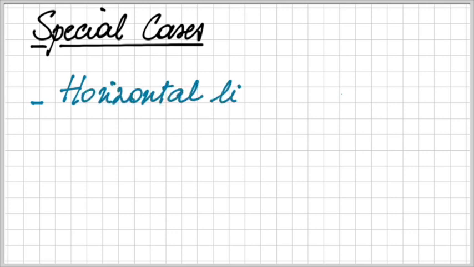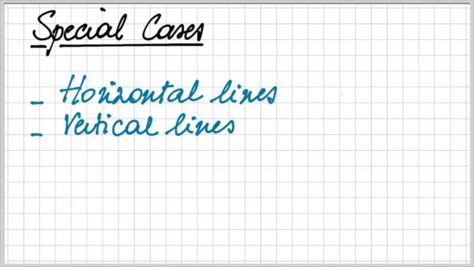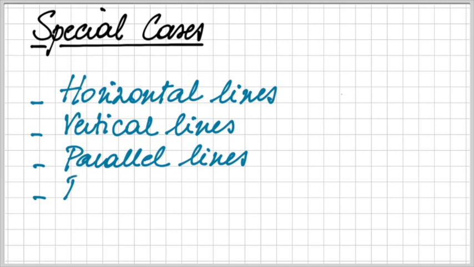So let's have a look at the content of this video. We're going to look at some special cases that can be very useful later when you will be applying the principles of linear equations. First of all, we have what we call horizontal lines, a line which is horizontal. Then we have a vertical line. And we have the parallel lines. And finally, we'll be looking at the perpendicular lines.